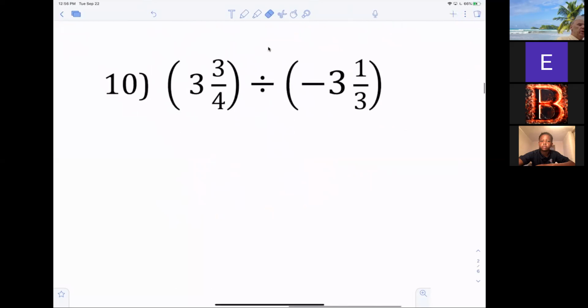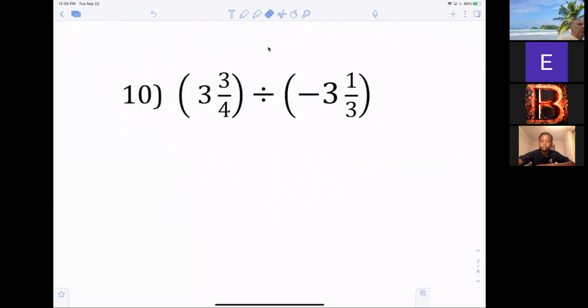All right, number 10, we have division, and they're mixed fractions. We got to convert everything to improper. All right, so here we go. 4 times 3 plus 3 is what? 15. I literally said 15 over 4. Divided by, now what? Divided by what, guys?